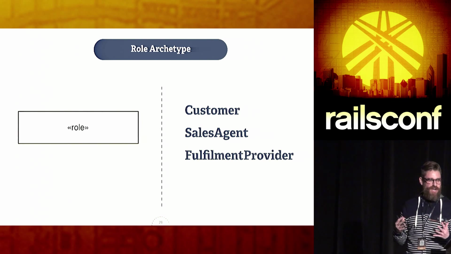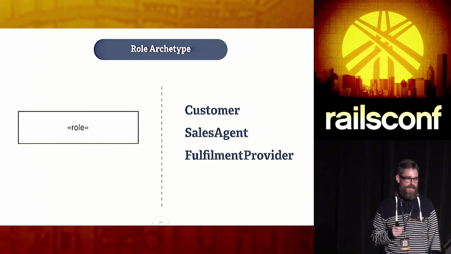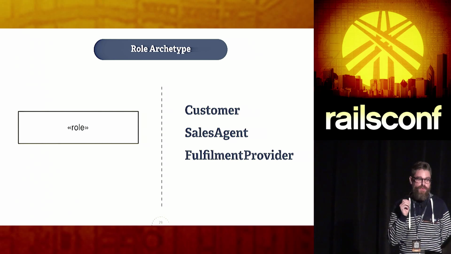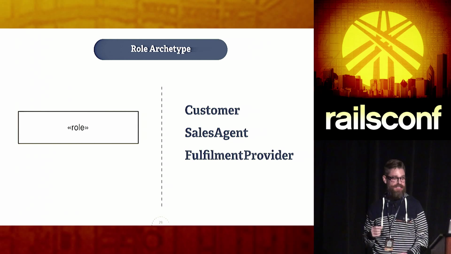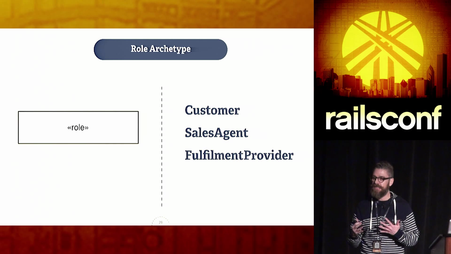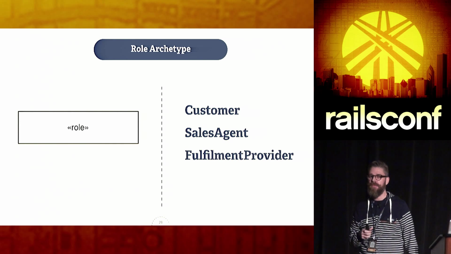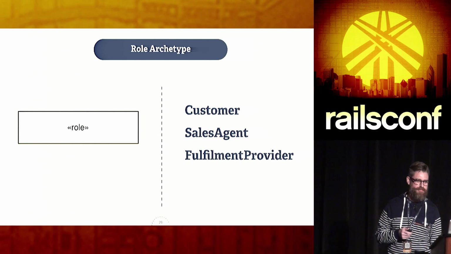Now, roles don't live in isolation. They're the glue in the domain, and other objects interact in this event. And we use roles to represent the way an object participates in this event. So as an example, we have a customer and a sales agent that would interact with an order, and a fulfillment provider that would interact with a shipment.